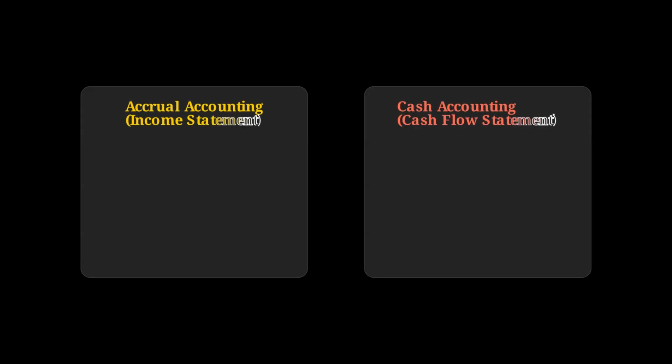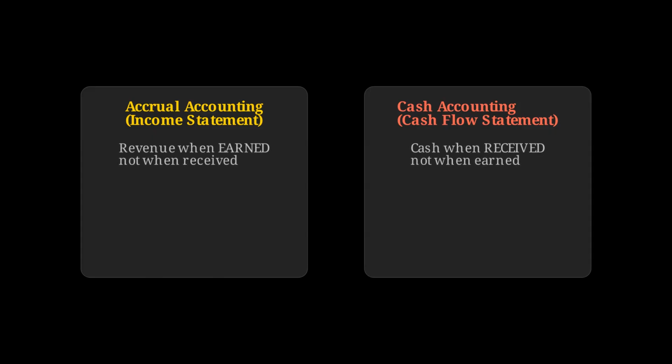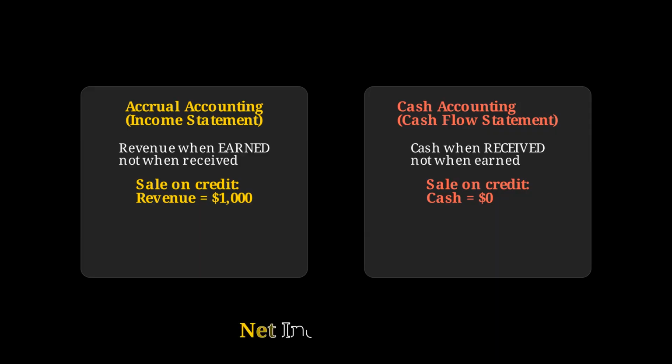The income statement uses accrual accounting. Revenue is recorded when earned, not when cash is received. If you sell a product on credit, revenue is recorded immediately, even though the customer will pay in 30 days. Expenses are recorded when incurred, not when cash is paid. If you receive a bill for rent, the expense is recorded immediately, even though you will pay it next month. Accrual accounting matches revenue and expenses to the period they relate to. But it does not show cash movements. That is where the cash flow statement comes in.